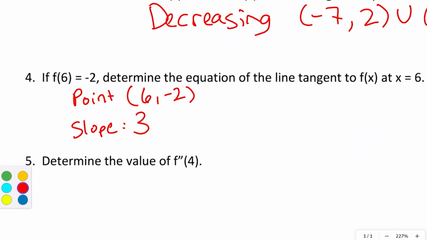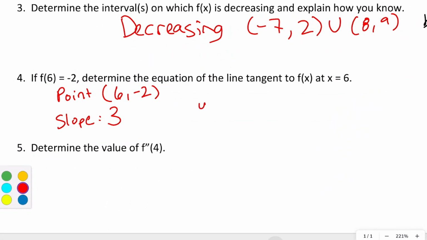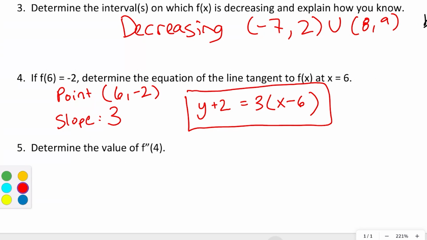And now that we have everything, we're good to write our equation. y plus 2 equals 3 times x minus 6. That is the equation of the line tangent to the original function. Now, in order for the line to be tangent, two things have got to be true. It has to intersect the original curve, which is what it is doing at this point, but it also has to have the same slope as the original curve.